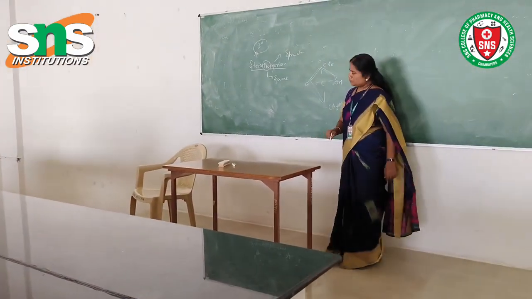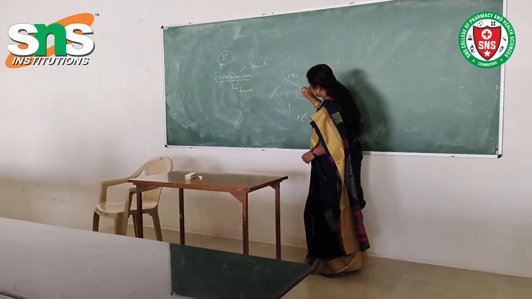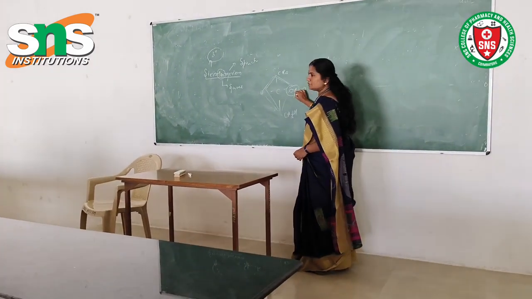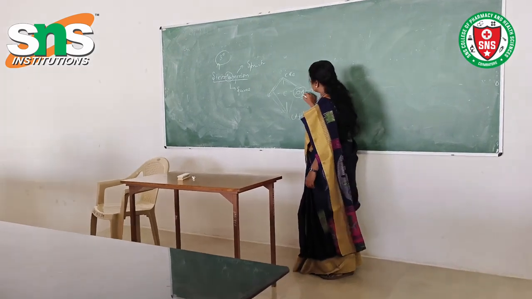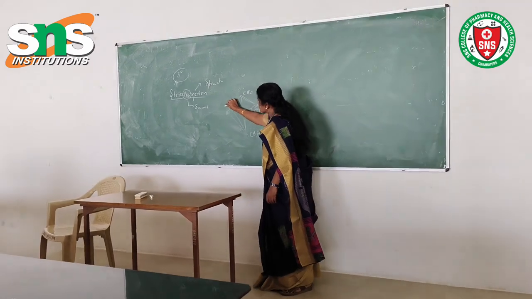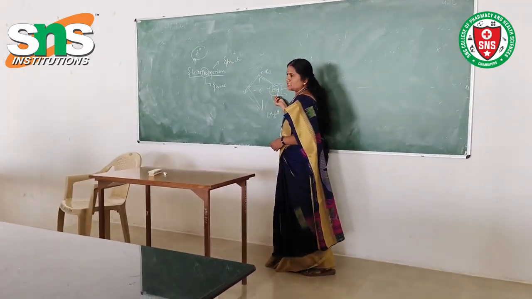Let us take one example. This is a simple molecule which has the hydroxyl group on the right side. So this is a simple molecule which has the hydroxyl group on the right side.